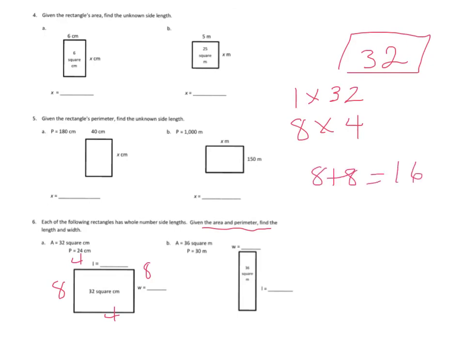16. 4 plus 4 equals 8. What is 16 plus 8? Did you get 24? There you go. So guess what we've just found? We found the length and the width. Does it matter if the 4 is the length or the 8 is the width? It really doesn't. As long as you know that it's going to be 4 and 8, you're fine.